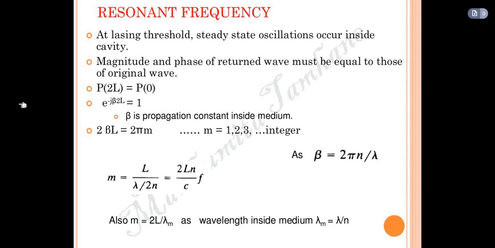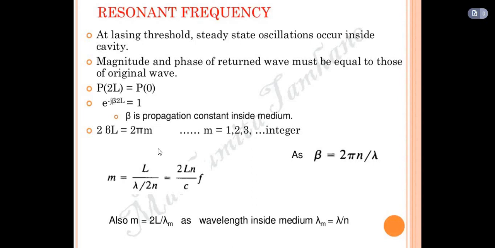In the same way here, in resonant frequency, how much is the lasing threshold value for the steady state oscillation that needs to occur inside the cavity? How much should be there? We have already covered this, right? P of 12 should be the initial value for that laser, equal to P of 0, and similarly e power minus j beta 12 is always equal to 1. So what is beta all about? Beta is the propagation constant inside the medium. So what are we putting over here? We are putting 2 beta L equals 2 pi m. What is this m all about? m is an integer value.